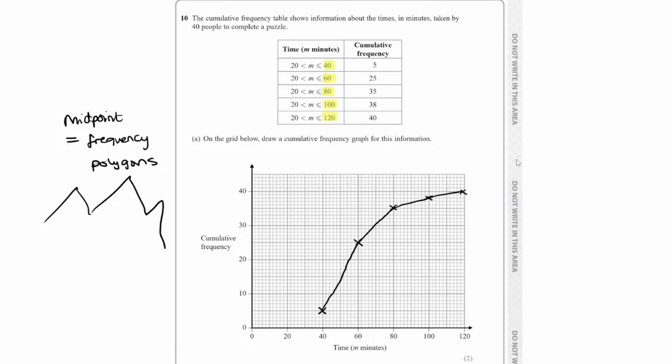Now, obviously, with cumulative frequency graphs, because every time you're adding more, it should always increase. A frequency polygon goes up and down, but a cumulative frequency graph will always go up. So if your graph comes down again, something is not right.